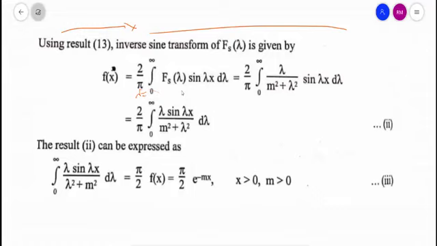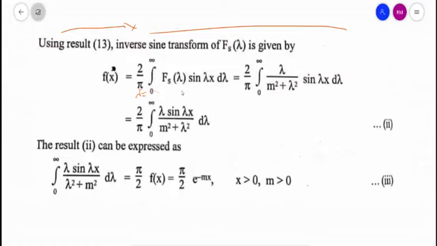After simplifying we get f of x equal to 2 upon pi into integration this. So 2 upon pi on the right hand side will go towards the left hand side, then it will become pi by 2 into f of x. This thing we can write this way, and we have been given the value of f of x is e raised to minus x. So just substitute.